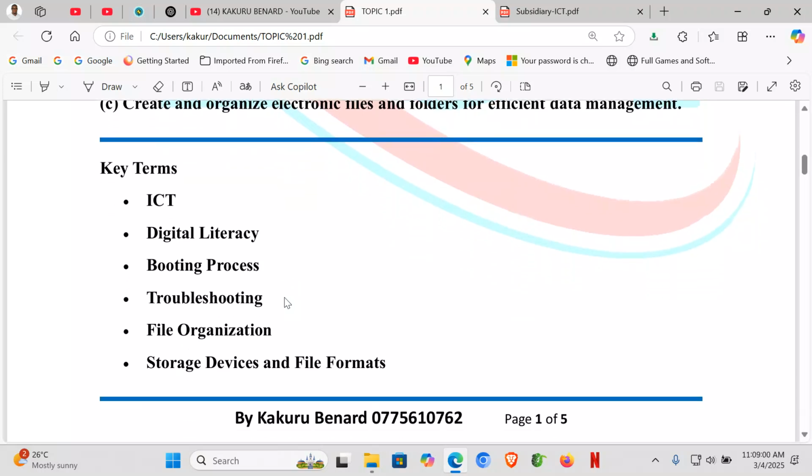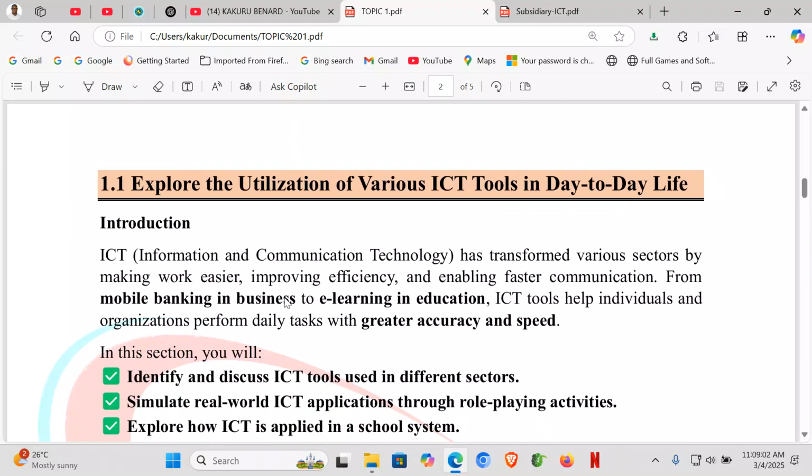But for now, let's focus on where we are. So, 1.1, explore the utilization of various ICT tools in day-to-day life.